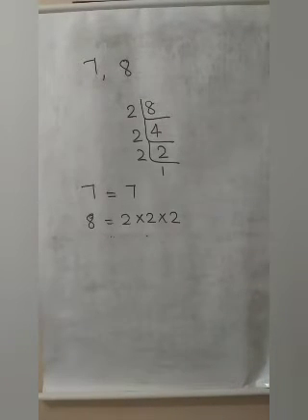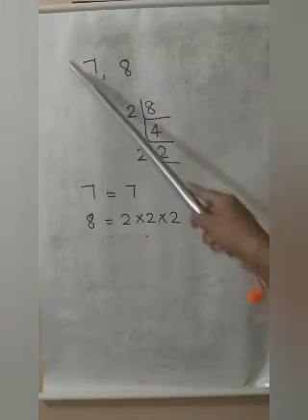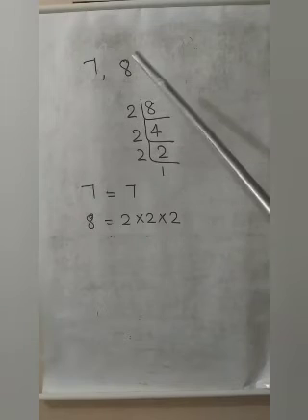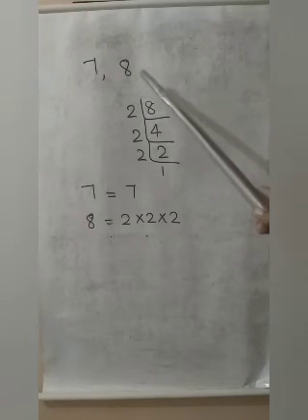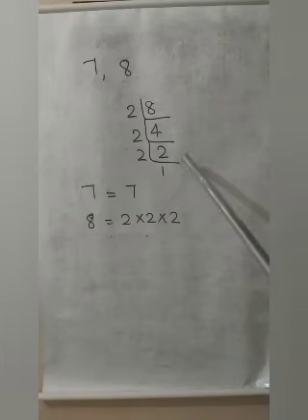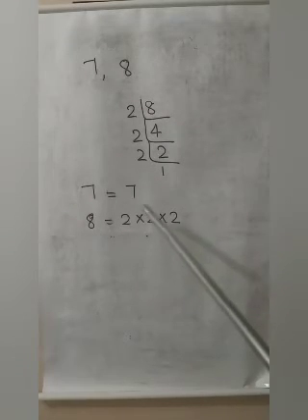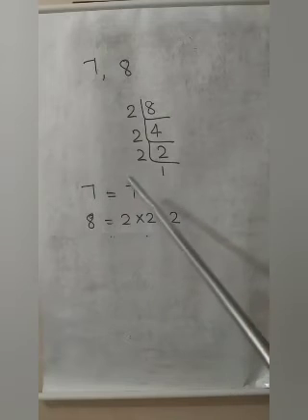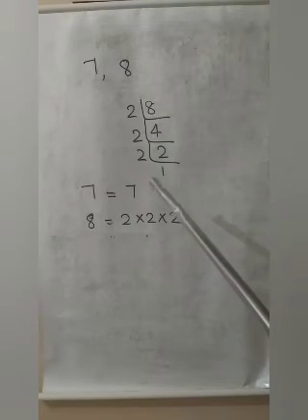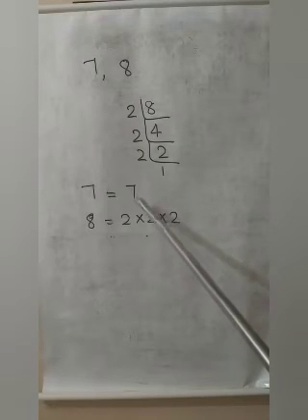Next example, 7 and 8. Find the LCM of 7 and 8. Here 7 is already a prime number, so there is no need for prime factorizing. Then what is remaining? 8. 8 is a composite number, so we need to prime factorize. So when we are prime factorizing, what is 8? 8 equal to 2 into 2 into 2. 7 we can write 7 itself because there is no factor for 7. Only one factor, 1 into 7. So we'll write 7 itself.